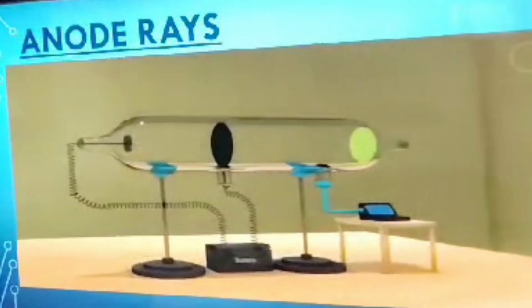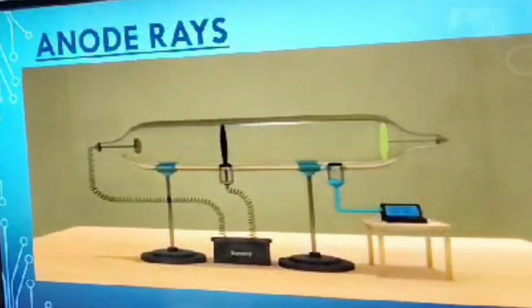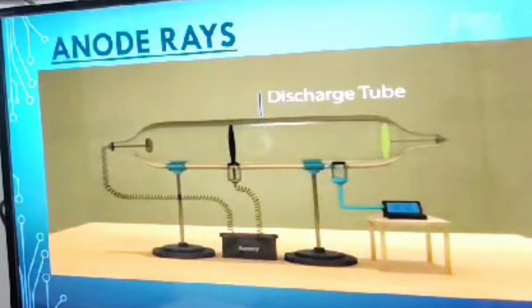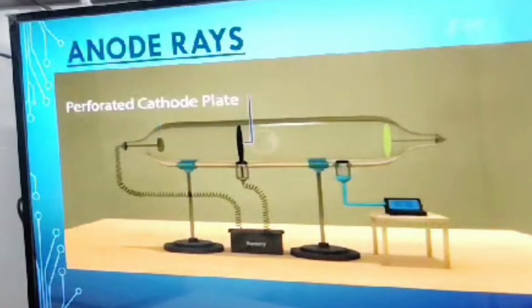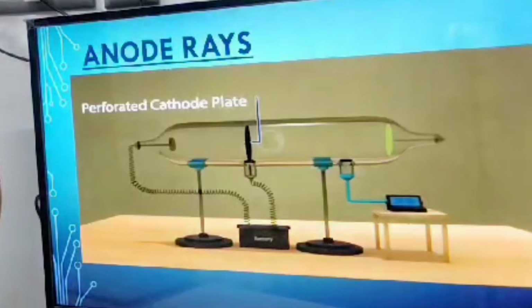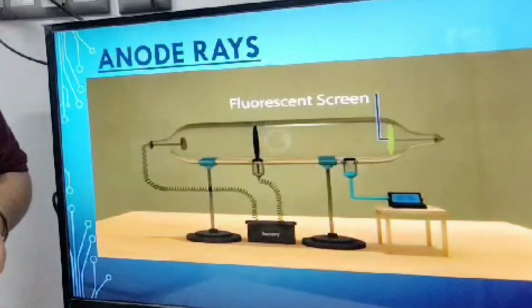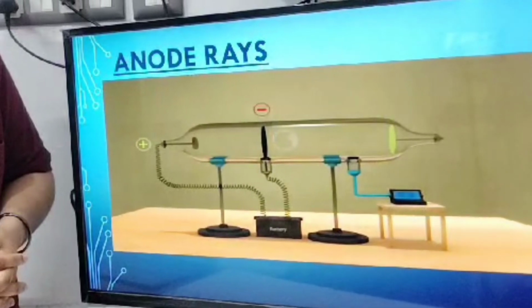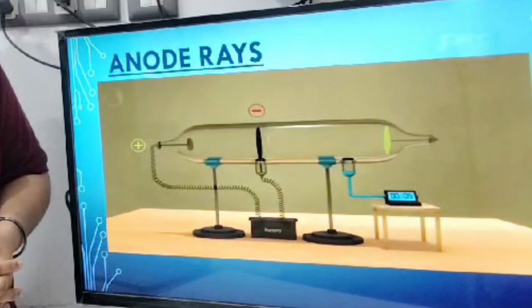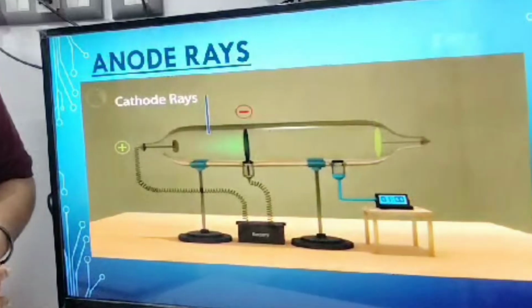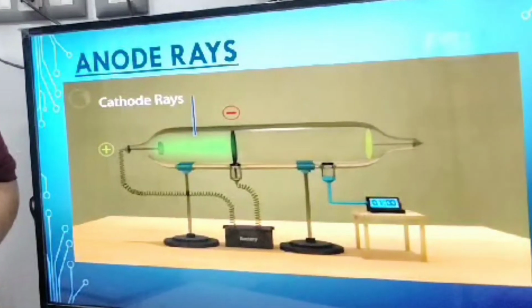Canal rays or anode rays were discovered by Goldstein. He performed a discharge tube experiment. He took a perforated cathode. Perforated cathode means having holes in the cathode. The cathode and anode were connected to a battery. One end of the discharge tube was coated with fluorescent material.